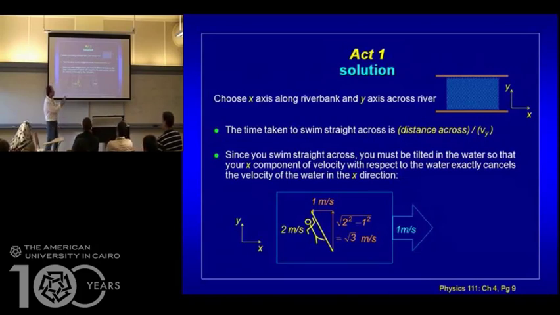Now look at that triangle. We know that vector is 2 meters per second. We got that vector by setting up the problem correctly. We know that vector has to be 1 meter per second in that direction. Can you guys calculate that? Yeah.